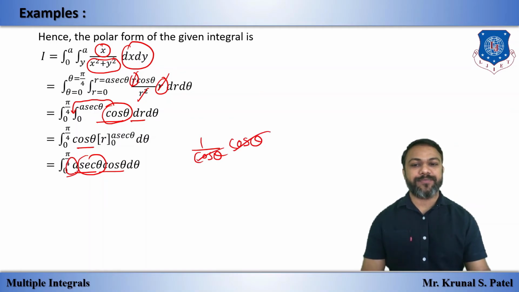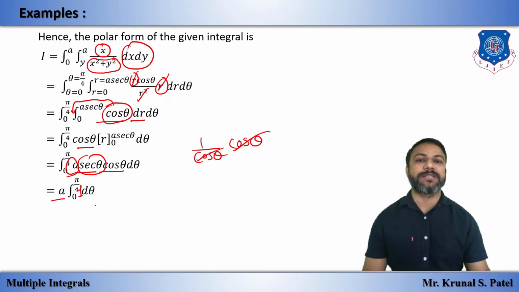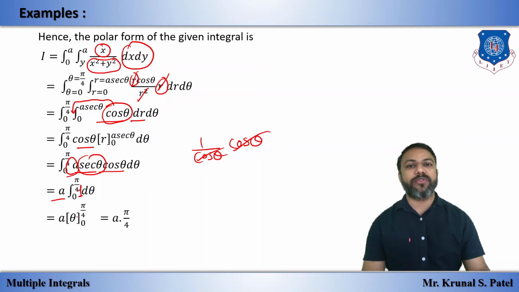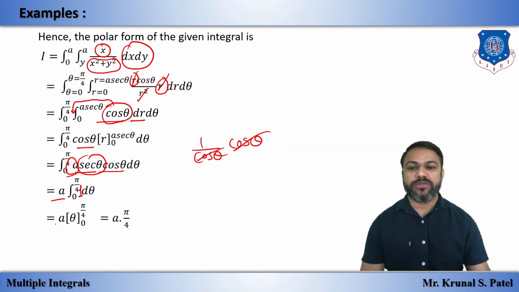So we have a only, and the integration of a we can take outside. So the remaining is 1, and integration of 1 with respect to theta is theta. Now upper limit minus lower limit. So pi by 4 minus 0 is pi by 4. So we have a into pi by 4, which is our final answer, pi a by 4.